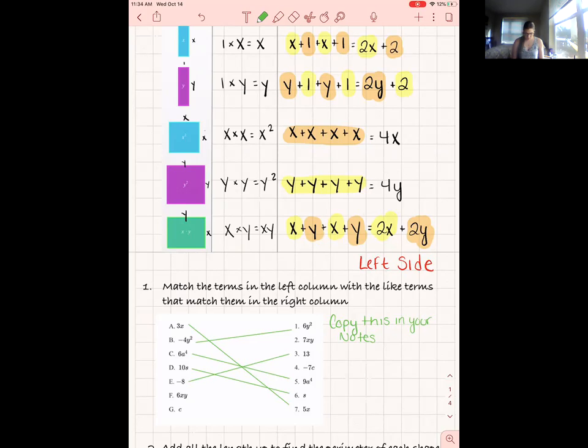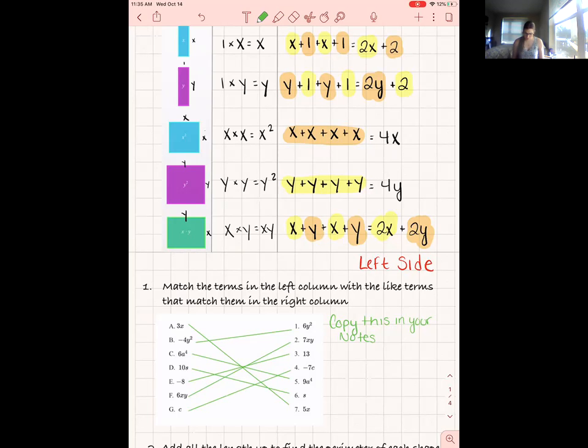F, 6xy, okay, I'm going to be looking on the right side for x and y right next to each other. Number 2, 7xy, so F and 2 match up. And lastly, G is C, so I'm going to be looking for a C, and I see that on number 4, negative 7C. All right, any questions on this?